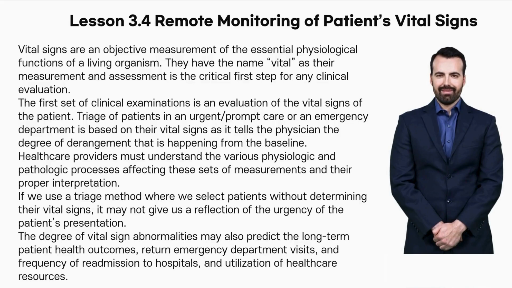Triage of patients in an urgent or prompt care or an emergency department is based on their vital signs as it tells the physician the degree of derangement from the baseline. Healthcare providers must understand the various physiologic and pathologic processes affecting these measurements and their proper interpretation. If we use a triage method where we select patients without determining their vital signs, it may not give us a reflection of the urgency of the patient's presentation. The degree of vital sign abnormalities may also predict long-term patient health outcomes, return emergency department visits, frequency of readmission to hospitals, and utilization of healthcare resources.